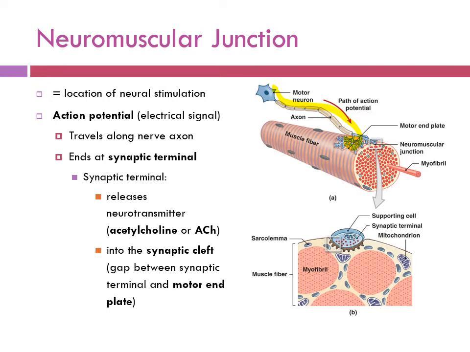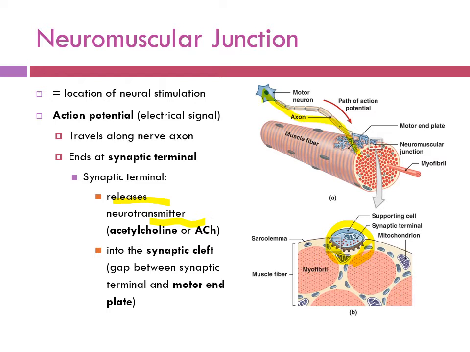At the synaptic terminal, we have a neurotransmitter that gets released, and that neurotransmitter is acetylcholine. The acetylcholine gets released from the nerve itself into what's called the synaptic cleft, which is just the space between the neuron and the muscle fiber. There's a miniature space in between there, so that's the synaptic cleft. And this whole part here is called the motor end plate. The motor end plate is that part of the muscle where the neuron is synapsing.